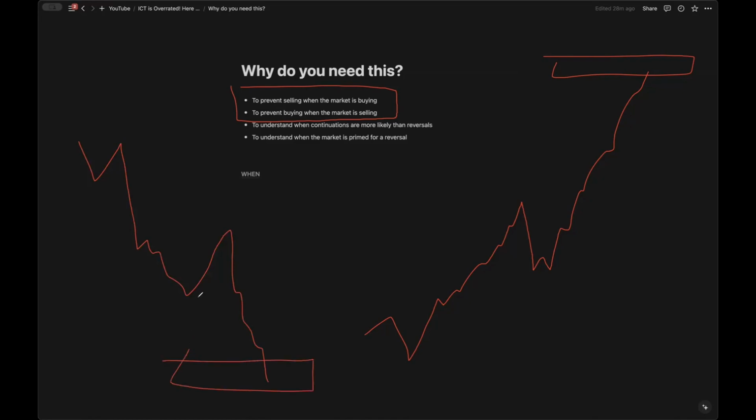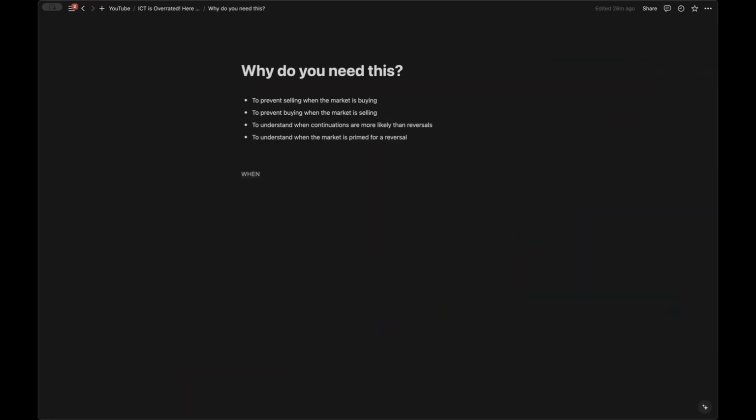So you'll be able to understand when you can take a continuation, and at the same time, you'll be able to understand when the market is primed for a reversal. There's certain levels for that. So that is why you will actually need this concept in order to be successful in determining whether a high or low is going to be put or not.